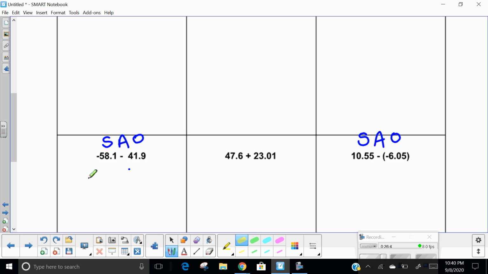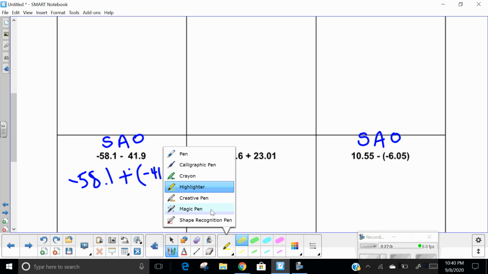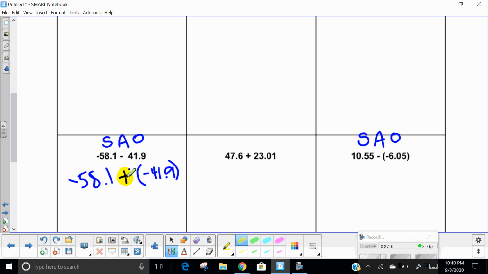So remember, we keep the first number the same. We change subtract to add. And then we change the next number to its opposite. The opposite of a positive number is a negative number, so this becomes negative 41.9. Now we have an addition problem. We have an addition problem, and we can use the T-chart to solve.